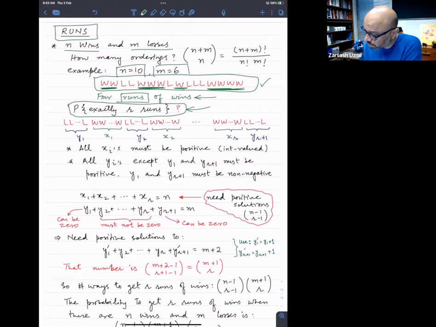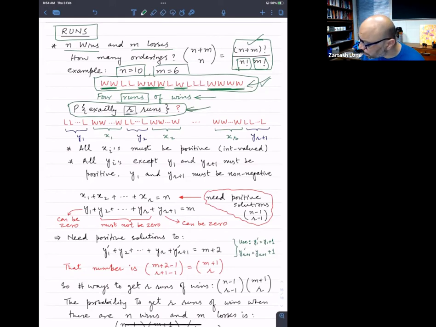That comes from permutations. You get (n plus m) factorial, where n plus m is the total number of matches played, divided by n factorial because you have n wins and m factorial because you have m losses. So that's the number of ways of arranging W's and L's. Any of those arrangements is possible. How many of those arrangements will give you R runs?